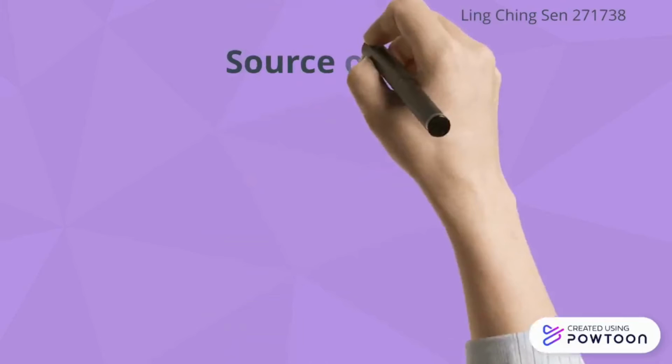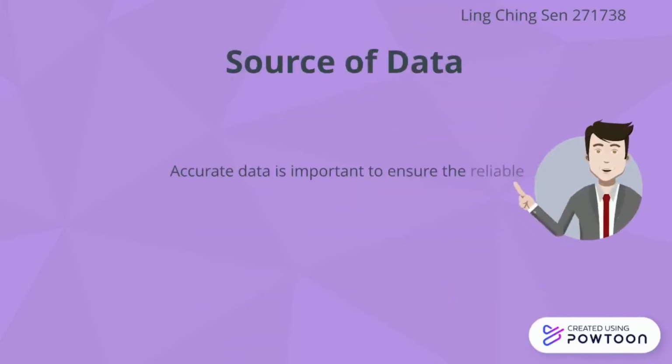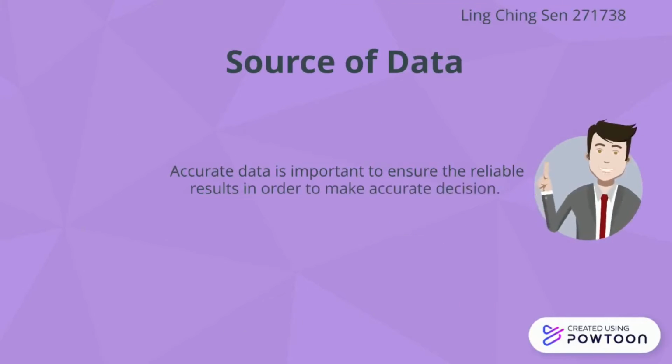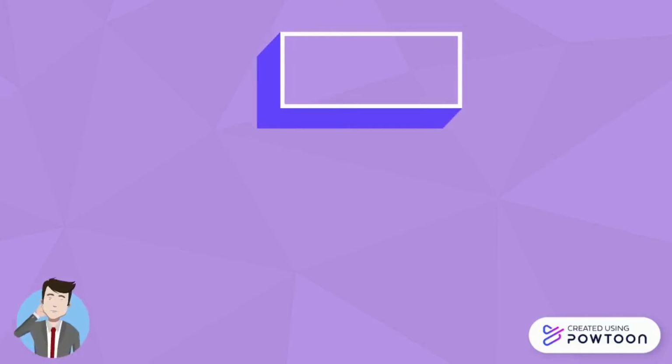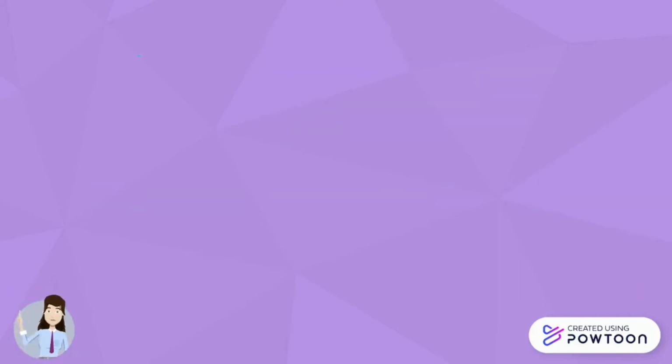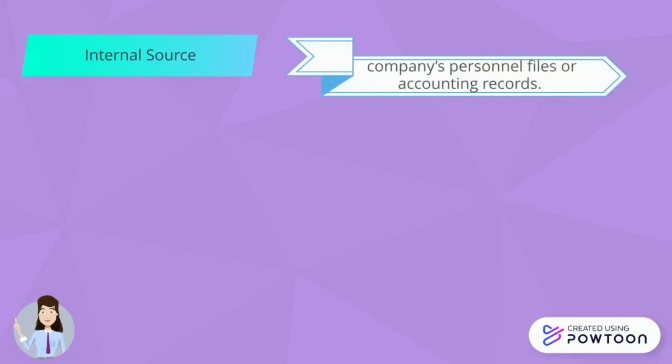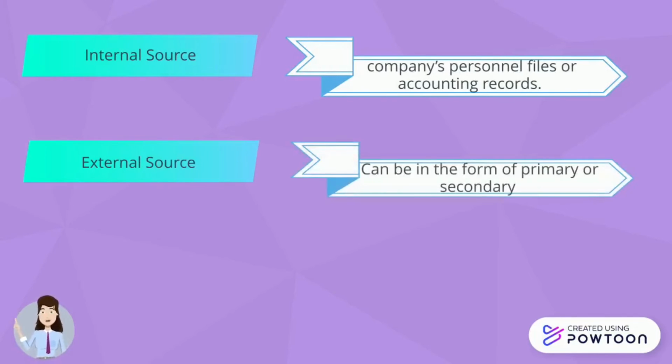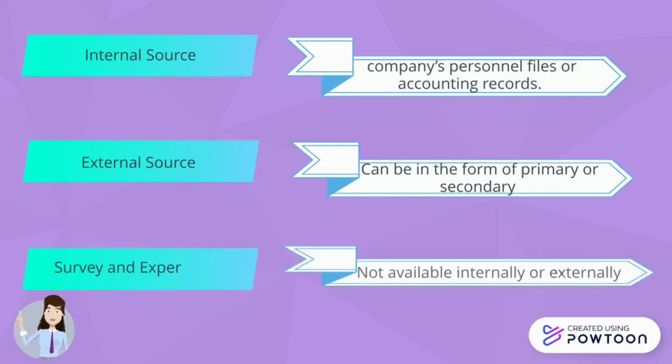Source of data. Accurate data is important to ensure reliable results in order to make a correct decision. Sources of data can be divided into three types, which are internal source, external source, and survey and experiment. An example of an internal source is a company's personnel files or accounting records. An external source can be in the form of primary or secondary. Next, survey and experiment: this data is not available internally or externally.